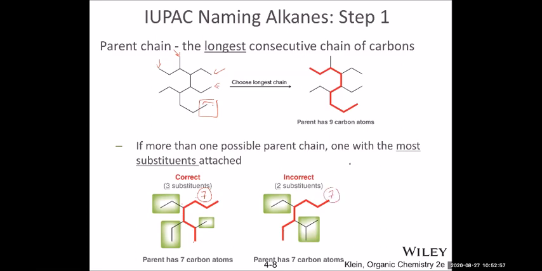But the difference is that on the left-hand side, I have 3 branches. Those green boxes are 3 branches. If you name the right-hand side, I have only 2 branches. This is the ethyl, this is isopropyl. This is not good because there are only 2 branches. This one's better, I have 3 branches. So the one with the most branches will be the correct way.